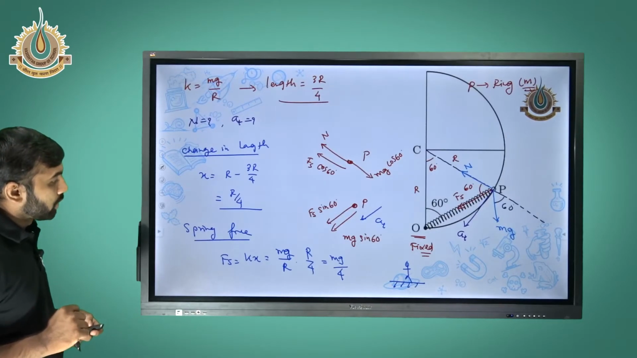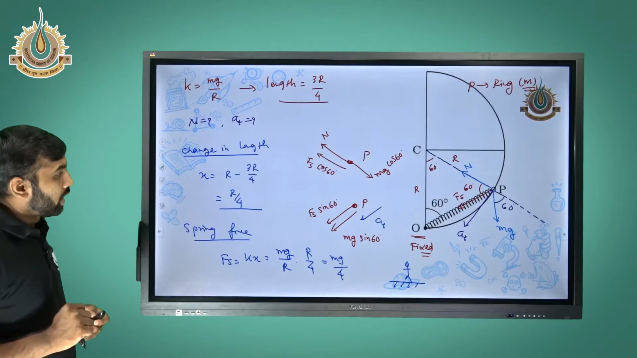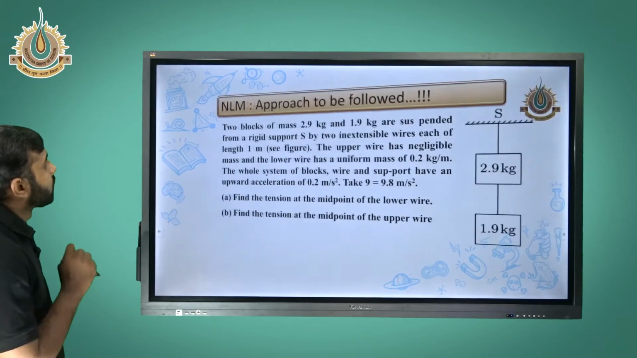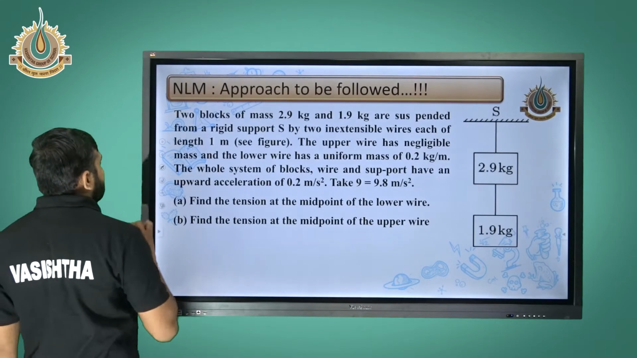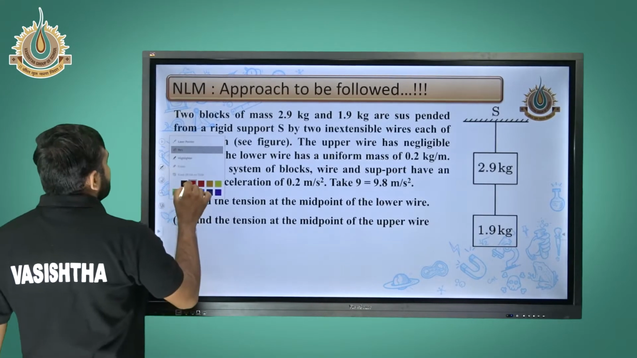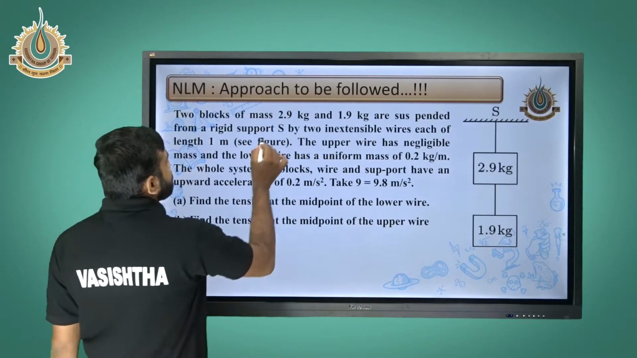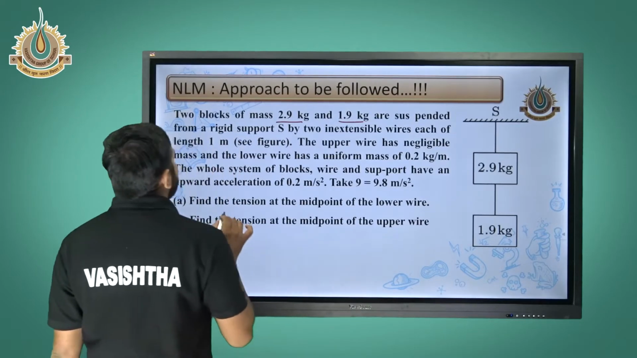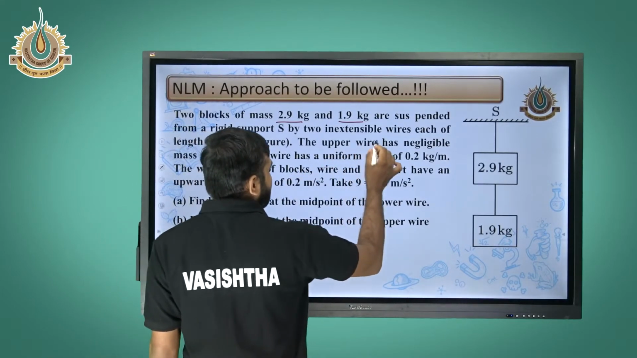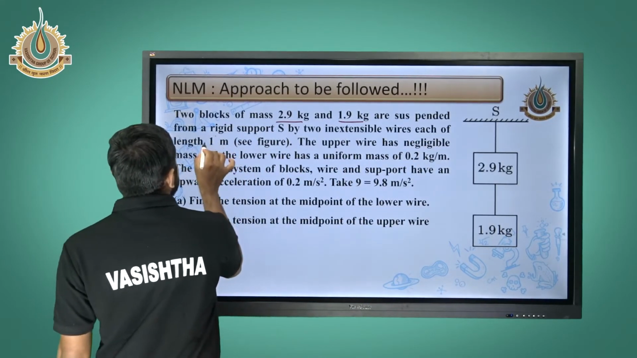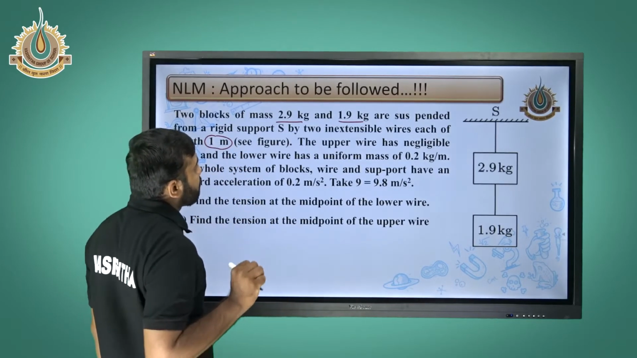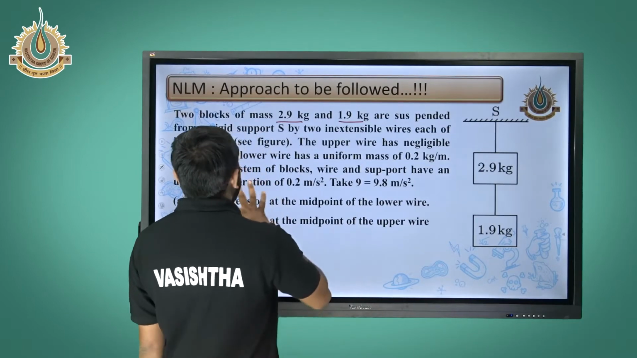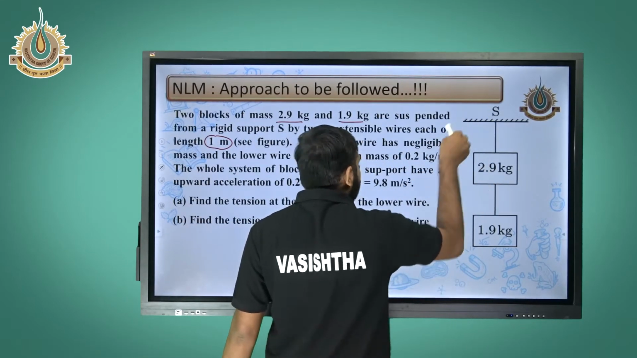Now this one. Okay, let's come to this next problem. Okay, what is the problem statement? See, another problem. The two blocks of mass 2.9 kg and 1.9 kg are suspended from a rigid support by two unextensible wires, each of length 1 meter. See the figure. So this type of figure is given to us: 2.9 kg, 1.9 kg. Okay, and the length of both wires is 1 meter. It is given to us.